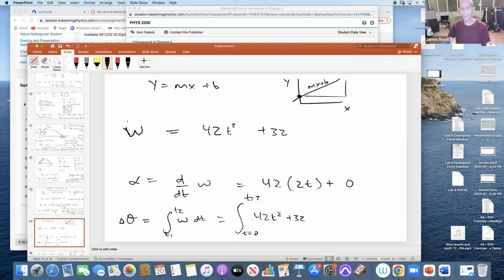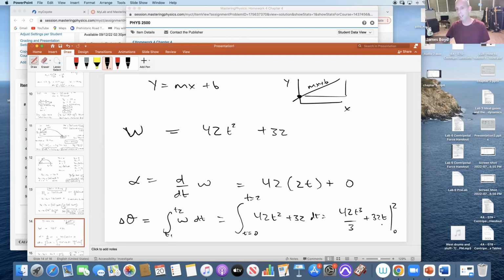The integral of omega dt is the change of angle. The integral of alpha dt would give you omega. Therefore, the derivative of omega is alpha, the derivative of theta is omega. Anyway, doing this integral is pretty easy. Raise the power, divide by the new power. I get 42t cubed over 3. There's no power there, so it gets a power. And then you take the limits from 0 to 2.